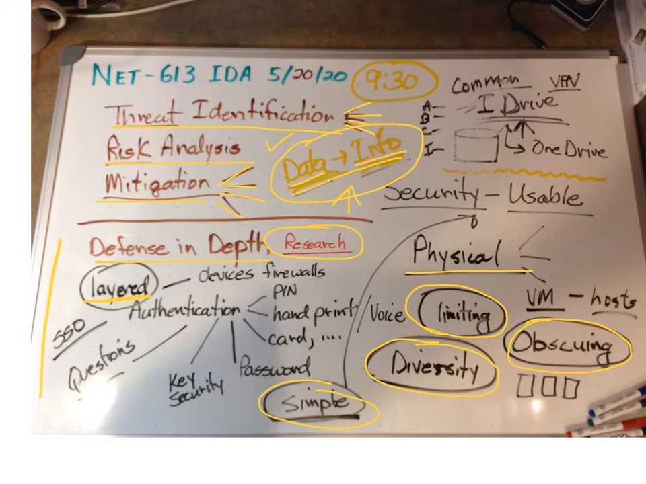There is physical access, limiting that. Some of the things we talked about, like authentication, we talked about devices, firewalls, PIN numbers, biometric type things, something you have, knowing a password, a key, a security key, security questions. Mentioned single sign-on a little bit. Multi-factor, ways of accessing information and securing it.